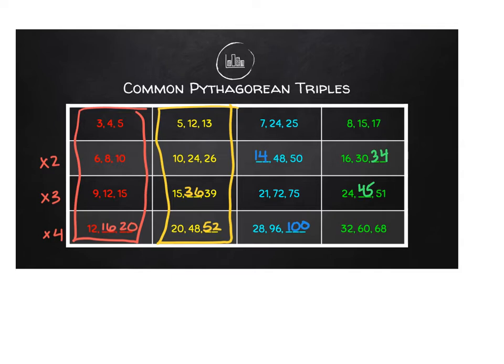All right, so looking at my work and comparing it to your own, hopefully you've got 14 and 100 missing in that blue column, and 34 and 45 missing in that green column as you are adding on or multiplying that Pythagorean triple.